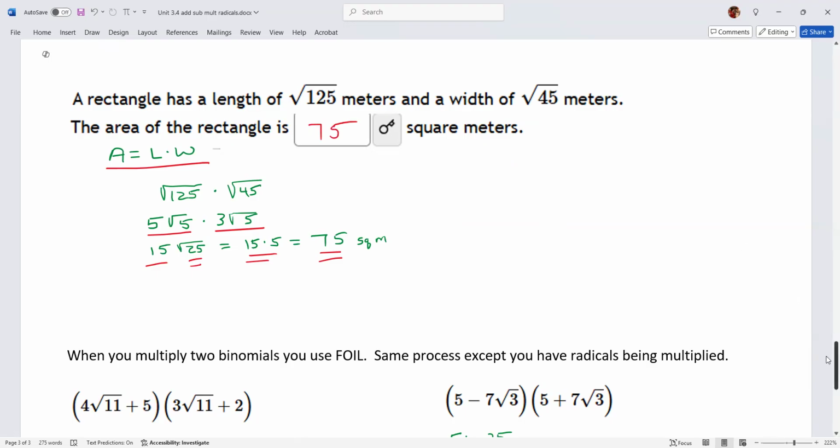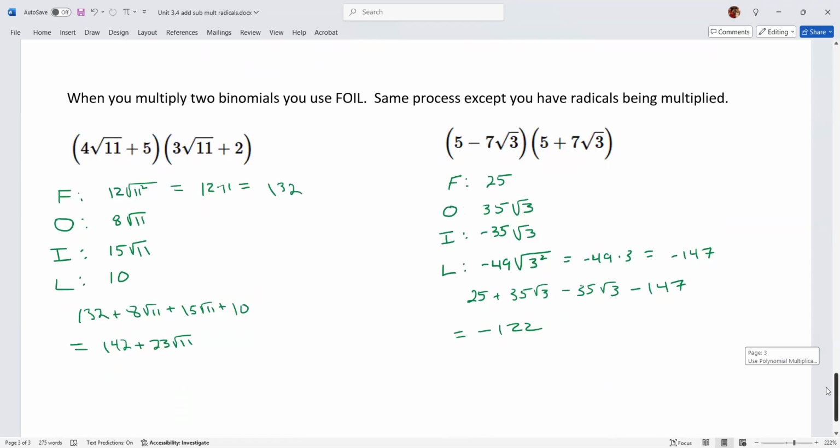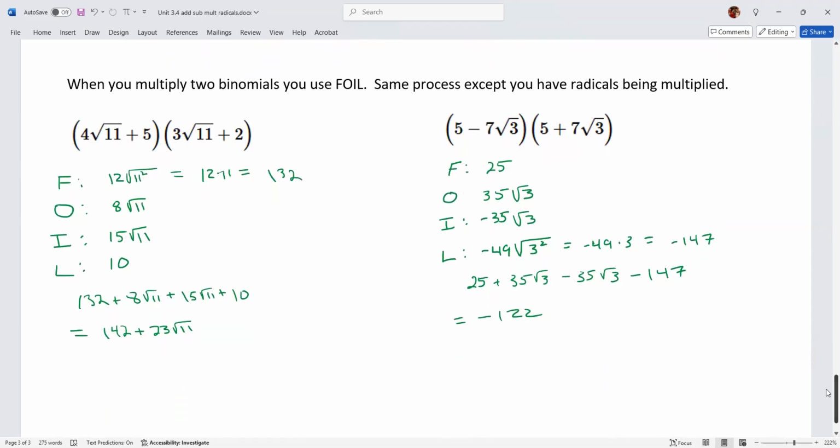Okay, last is multiplying a binomial times a binomial. We can use that FOIL. It stands for first, outside, inside, last. So maybe it's easy to do it like I do it here. So first will be these two. So if I multiply those 2 radicals, I get 4 times 3 is 12, and then 11 times 11 is 11 squared. So 11 squared, take the square root, comes out as just an 11. So 12 times 11 is equal to 132.